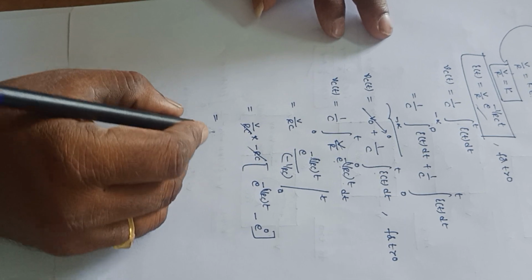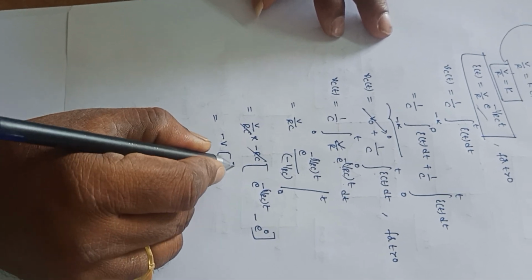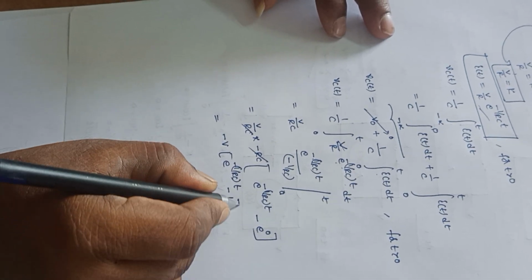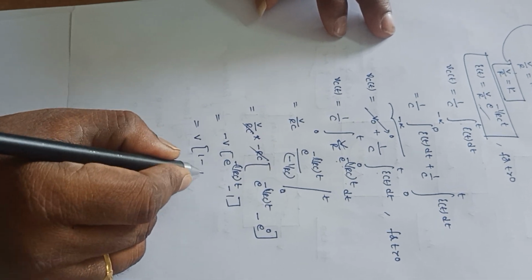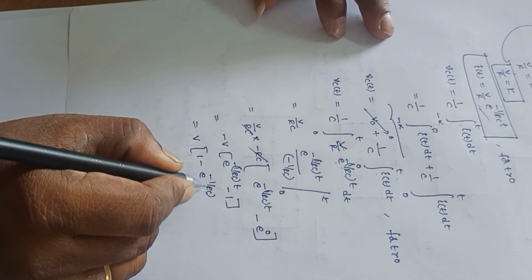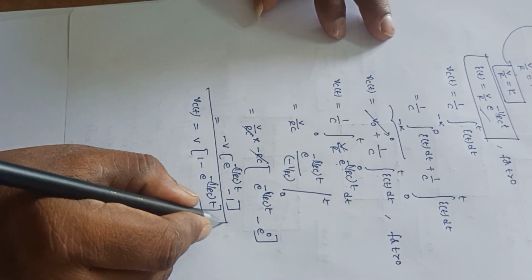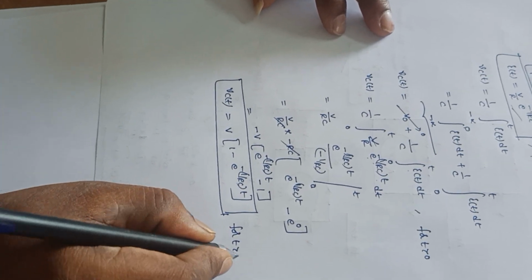So this RC will get cancelled here, so it is minus V into e power minus 1 by RC into t minus e power 0 value, which is 1. Multiply this minus sign with this one, so it is V into 1 minus e power minus 1 by RC into t. So this is the expression for the voltage across the capacitance for t greater than 0.